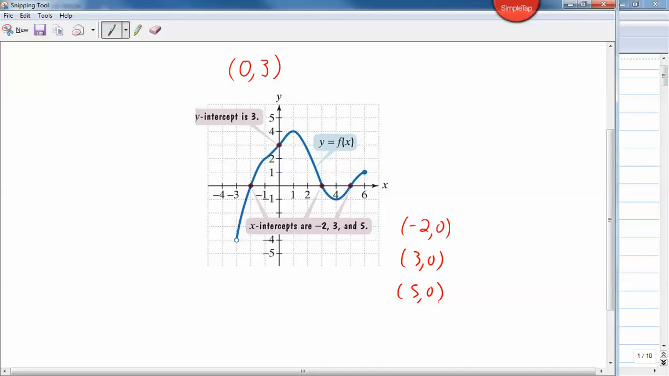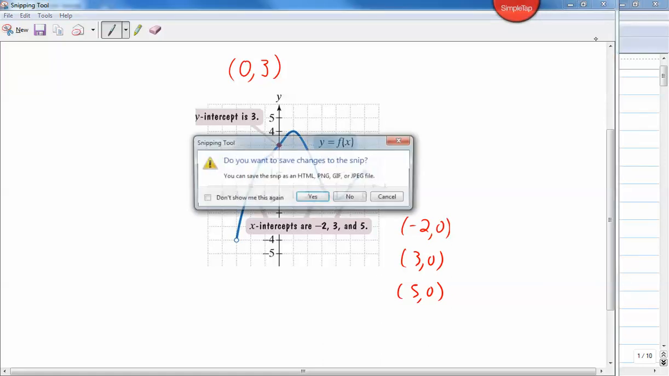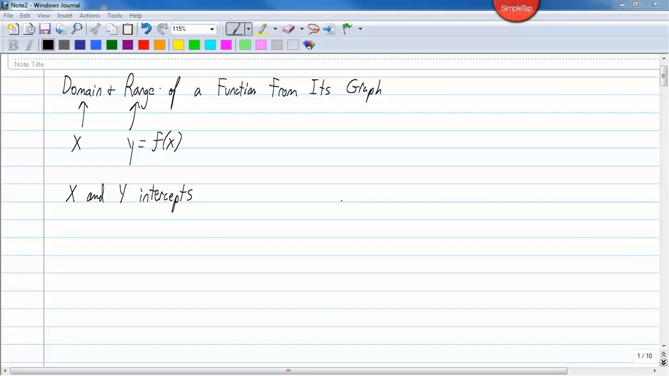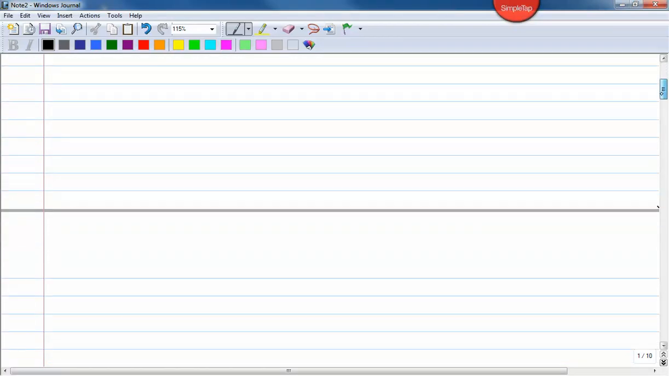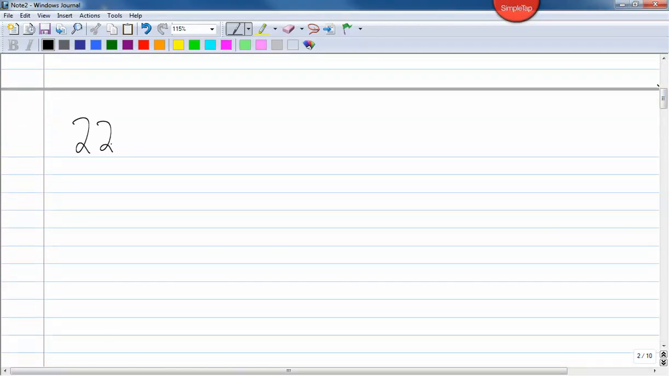So, y-intercepts are places where a graph crosses the y-axis. X-intercepts are places where the graph crosses the x-axis. Okay. That finishes section 2.1. 2.2 is more properties of functions. More on functions and their graphs.